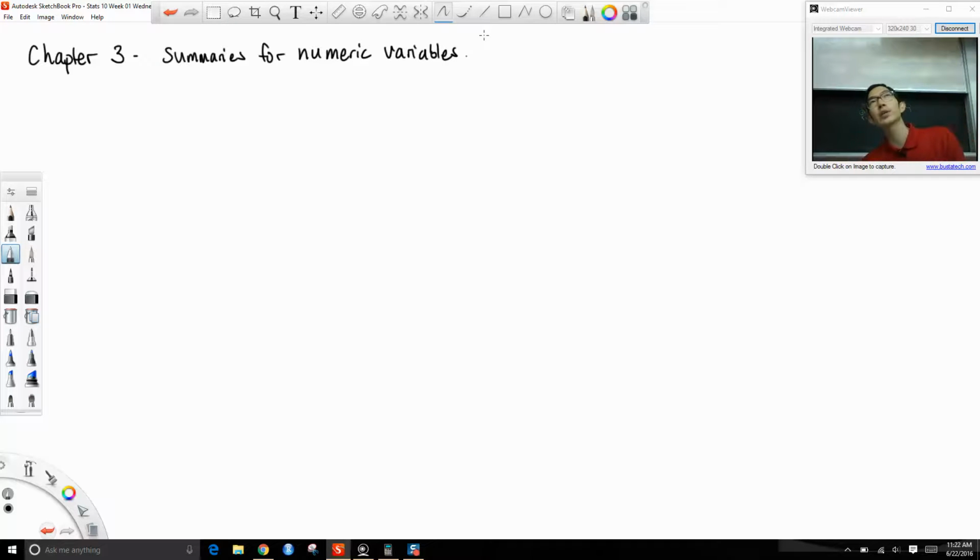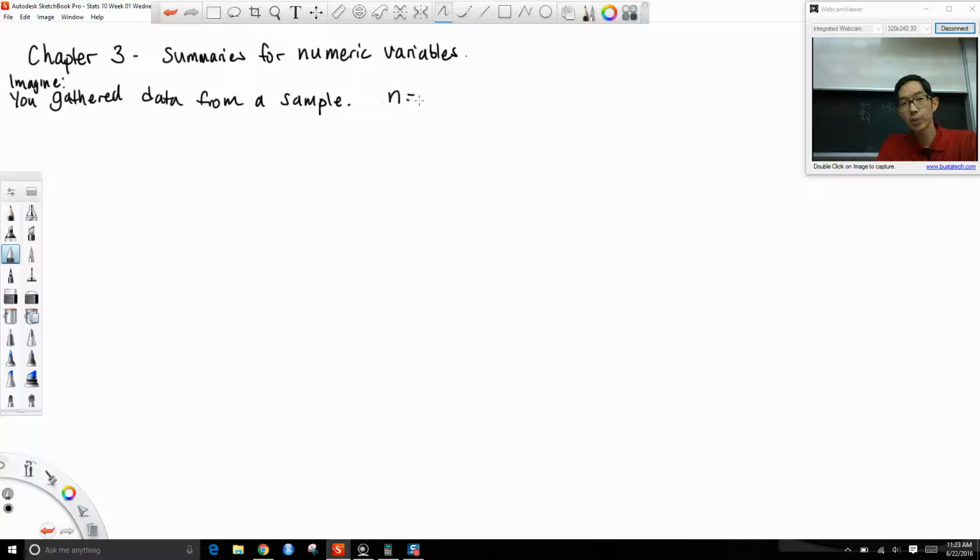And so when we're talking about numeric data, we can summarize our data instead of talking about the entire data table. So imagine you gather data from a sample, and let's say in your sample, n is equal to 200 observations. You have 200 observations in your sample, and you want to be able to describe the data that you have. It would be rather inefficient to try to describe all 200 people or values or things inside your sample.